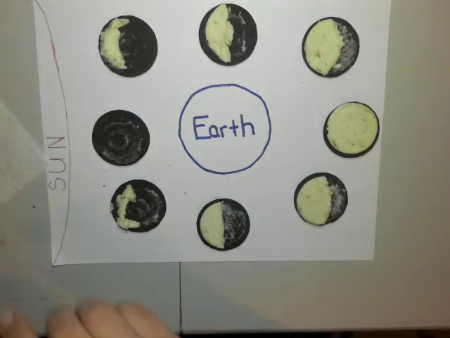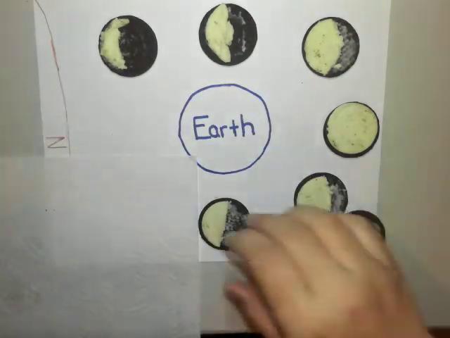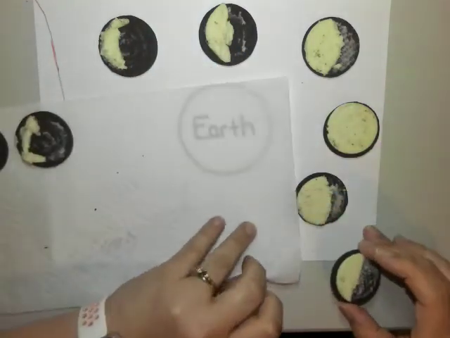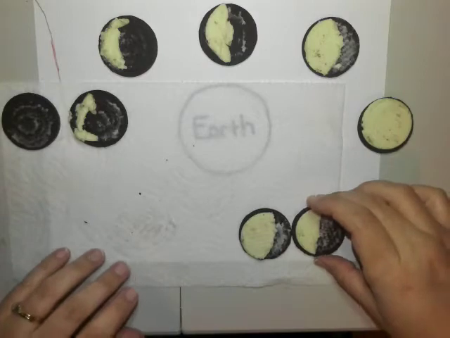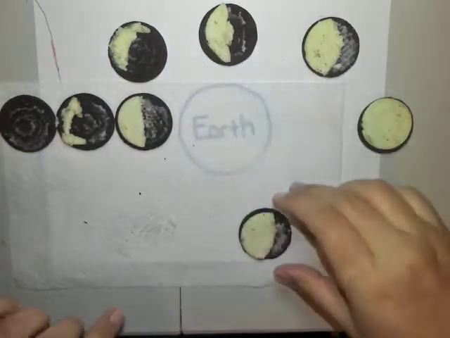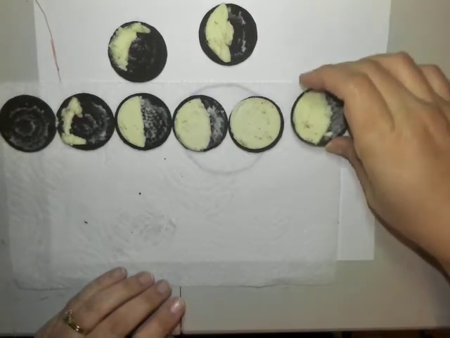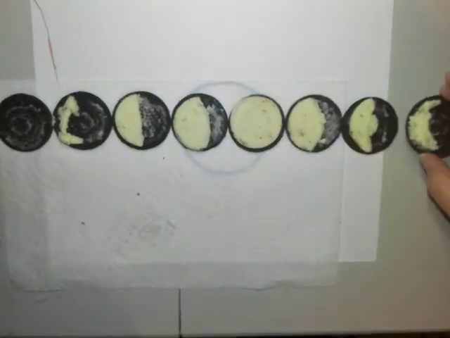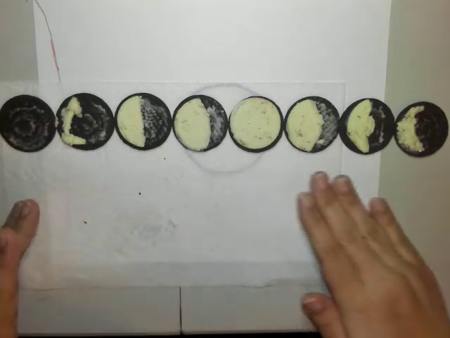So if we start with the new moon, I'm going to pull in a paper towel here. I'm going to line all of these up. So if I start with my new moon and then go to my crescent, my half, my gibbous, my full, then we go back to a gibbous and then back to a half and then back to a crescent. And so now we're beginning to see here's a sequence.